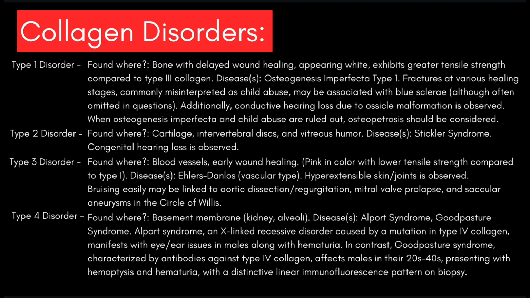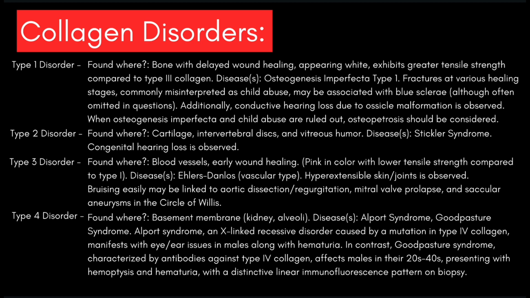Type 1 collagen disorder. Where is this collagen found? It's mainly found in bones with delayed wound healing. They appear white and exhibit greater tensile strength when compared to type 3 collagen. The main diseases involved with type 1 collagen disorders include osteogenesis imperfecta type 1.